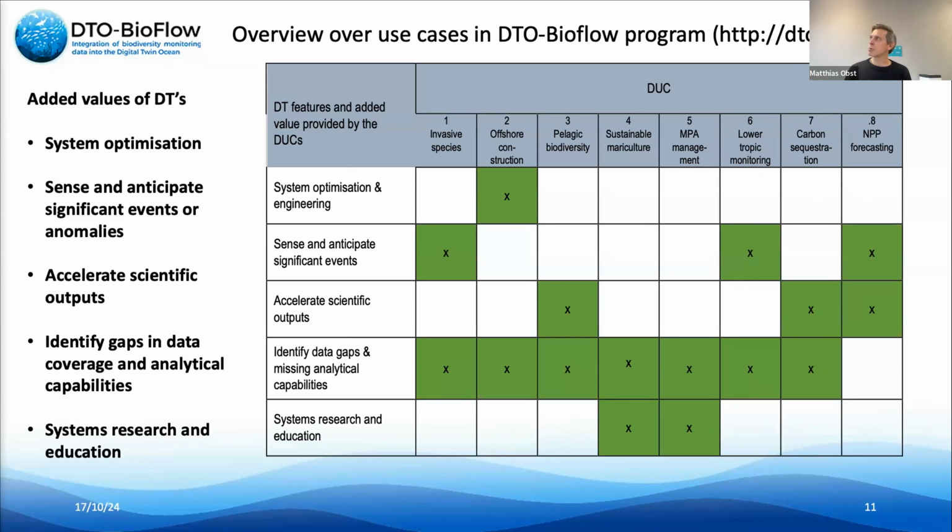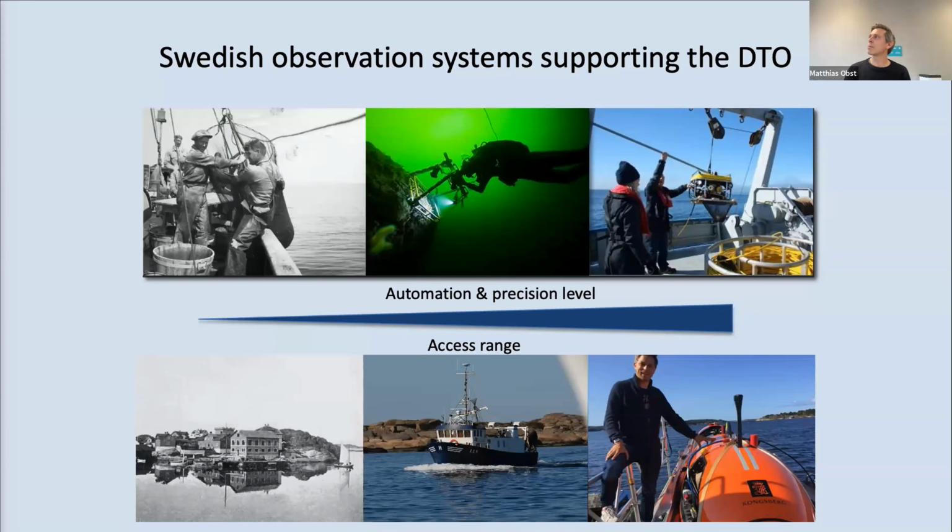So we try to distribute this so not all of these use cases are getting overloaded with too many ambitions. Every use case may only look at one or two of these added values. So these are these use cases, and now we can dive into some of the applications here on the West Coast. And it starts with the observation systems that support the DTO. These are the sensor systems that are feeding data into the DTO. And we have a lot of it on the West Coast here in Sweden.